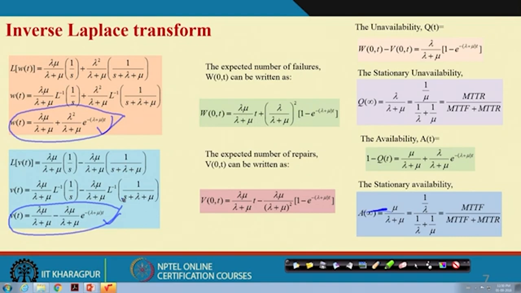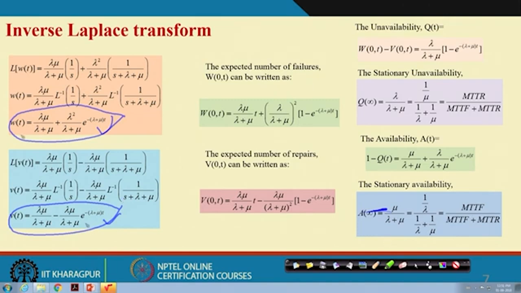Now what will happen if you do not consider the exponential assumption, that the failure density and repair density are exponentially distributed with mu and this? In that case, whatever other distribution applies, accordingly you have to do it. Okay, many a time this may not be that simple, it may be complex, sometimes it may not be possible to do it. Okay.